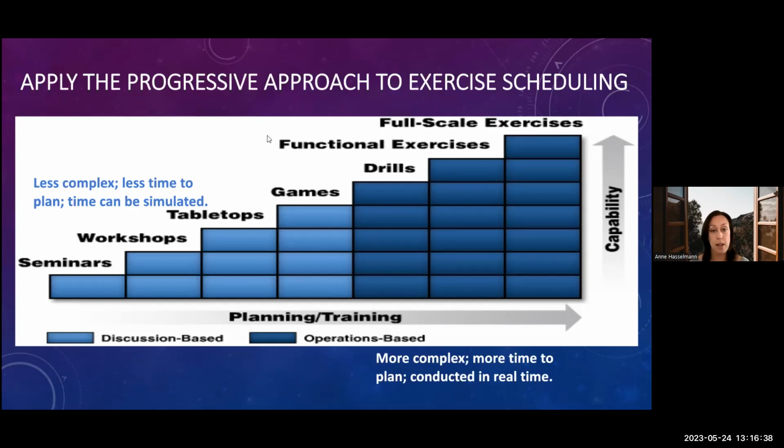But what's really important is that you don't just write a plan and then jump into a full-scale exercise. The progressive approach is meant so that you don't jump into something too complex too quickly. You don't want to set yourself up for failure. You want to build capabilities as you go, because your goal is to actually be successful, right? Even though you're using the exercise to find areas for improvement, ultimately, you want to use the exercise series to build and build and build. Next slide, please.